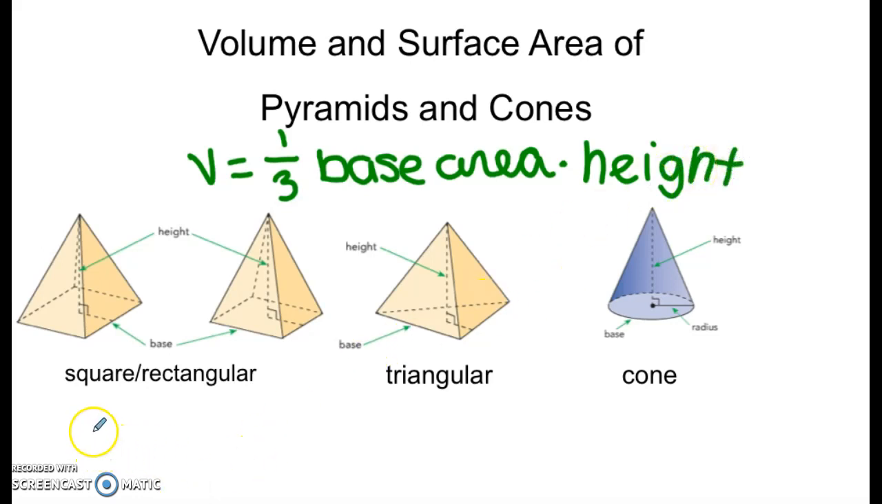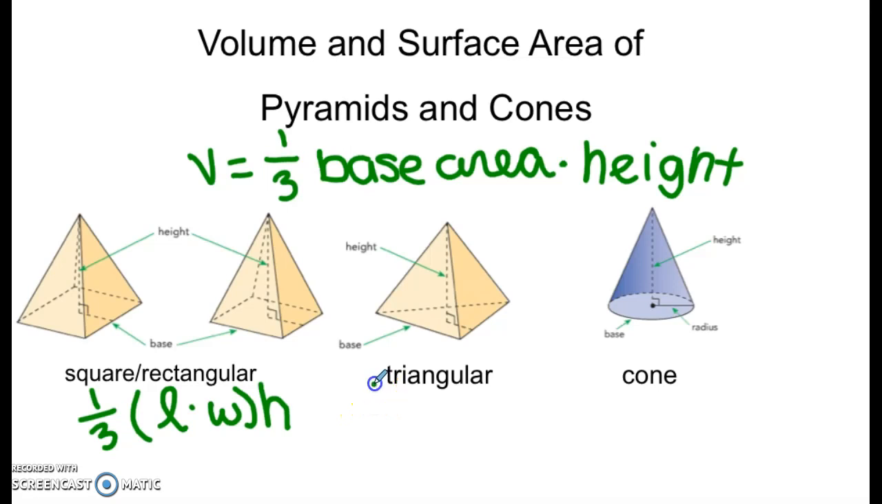Okay, so let's first look at our square and rectangular pyramids. Base area of a square and a rectangle is length times width. So you'll use the formula 1/3 times length times width times the height. And we know base area for a triangle is 1/2 times the base times the height.